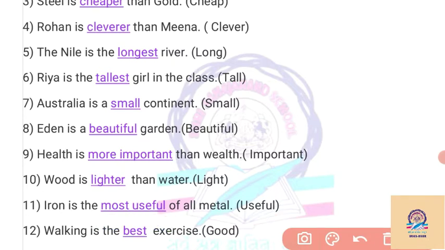How can we understand? We have to put the superlative form of the adjective due to the only. If "the" is given, then our answer is superlative degree. Then in example 12, walking is the blank exercise. So the adjective good is given here, and by seeing "the" before the adjective, we have to write the superlative form of the adjective good. So our answer is good changes into best.